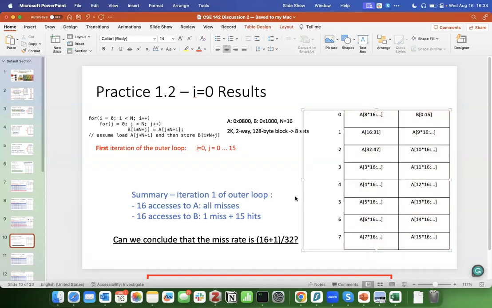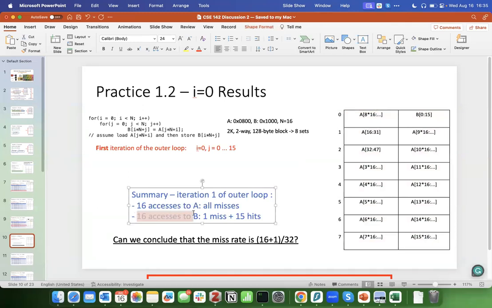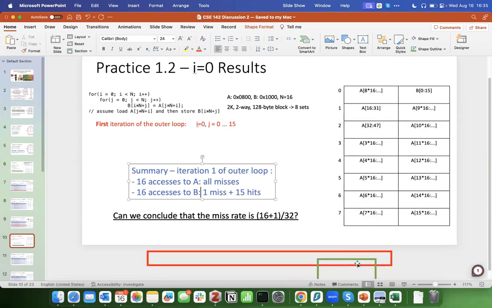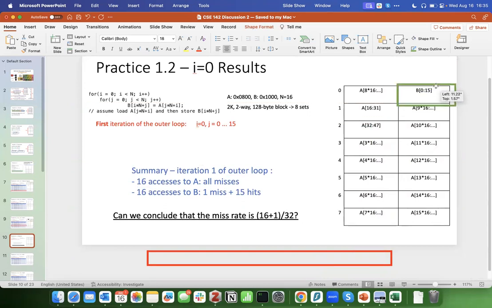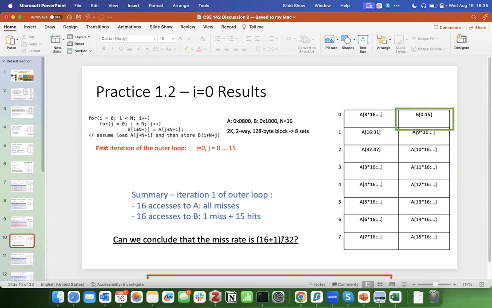And to summarize what we have found so far, we have 16 accesses to A. Those are all misses, right? It's our first time seeing every block. And these are all compulsory misses. For the 16 accesses to B elements, we have one miss at the very beginning. And then all the subsequent accesses, all the subsequent writes, will be cache hits. Right, the block is always sitting right over there. So therefore, among these 32 accesses that happen in the first iteration, I have 17 misses, 15 hits.